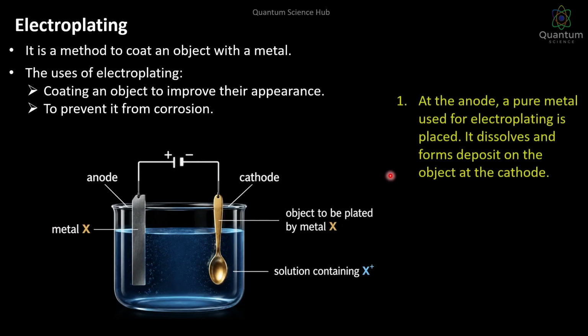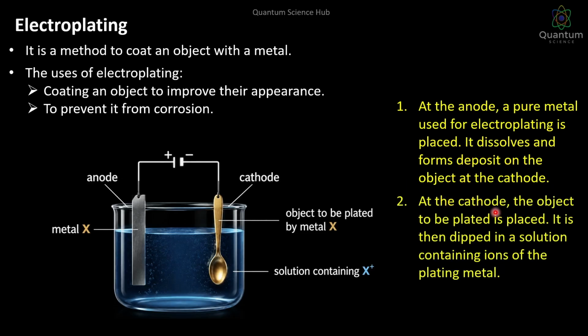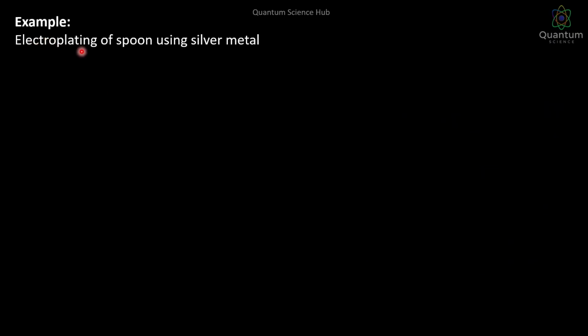So at the anode, a pure metal used for electroplating is placed. It dissolves and forms a deposit on the object at the cathode. At the cathode, the object to be plated is placed. It is then dipped in a solution containing ions of the plating metal. Now let's see the example of electroplating of a spoon by using silver metal.